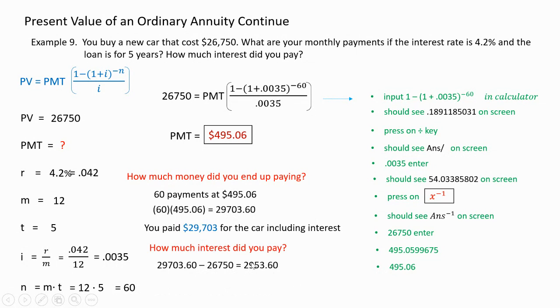How can you avoid paying that much interest? You give extra money to the principal. Every time your payment is due, instead of paying the $495.06, say you put $100 extra every month, just put that into the principal. This way it'll go straight to the principal, and you will not end up paying the $29,703.60 for your vehicle. It'll be much less.